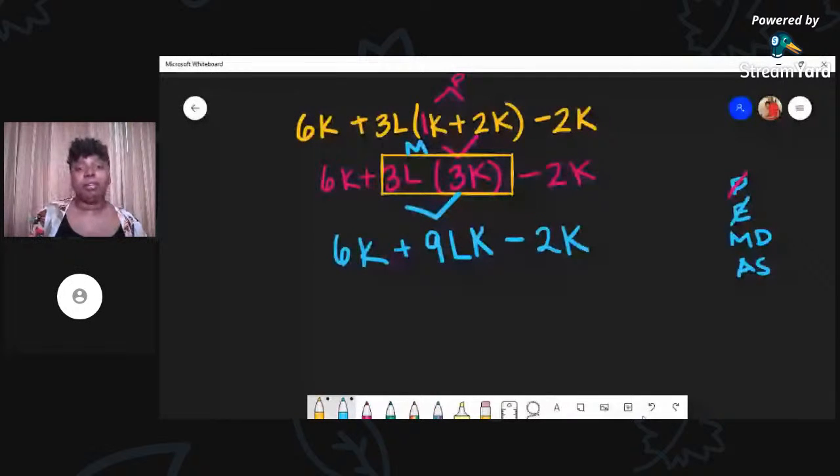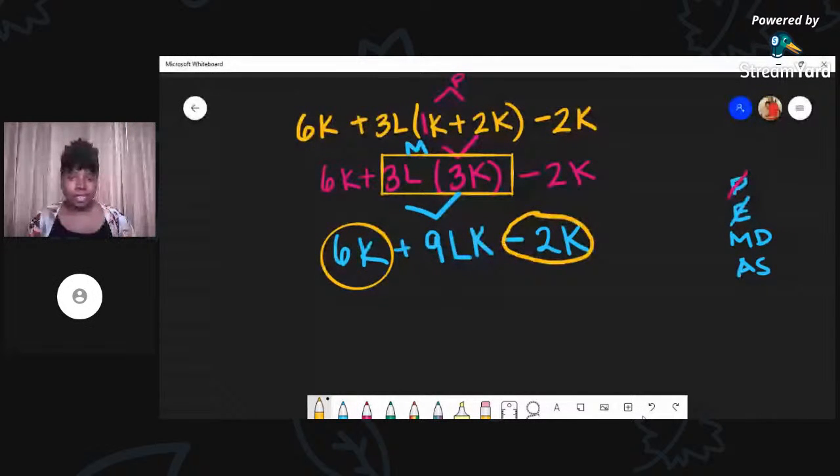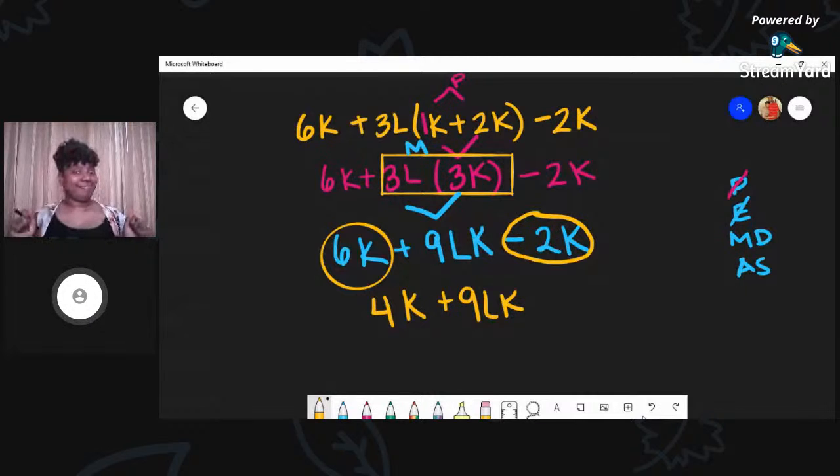No, I feel like we have not, and here's the reason why. We still have numbers that have the same variable. The 6K and the 2K have the same variable. So I'm going to be confident. You would subtract 2K from 6K, and that would be 4K. So the answer would be 4K plus 9LK, because you can't add 4K to 9LK because they have different variables, and you can't add different variables, but you can multiply or divide different variables.